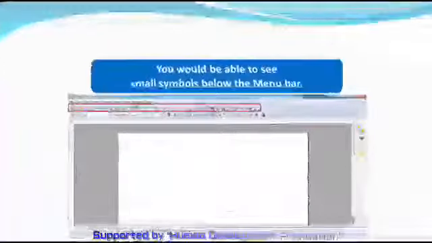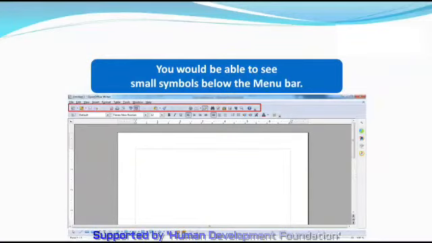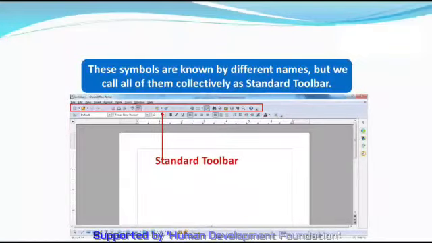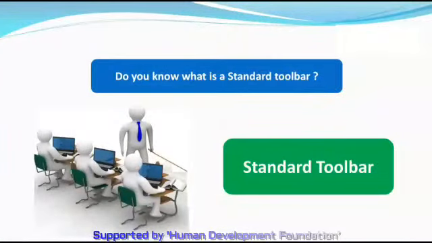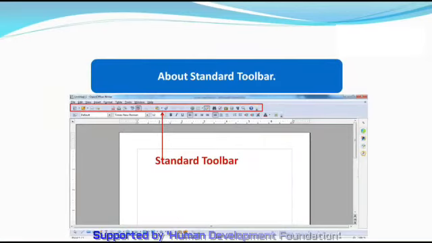You would be able to see small pictures below the menu bar. These symbols are known by different names, but we call all of them collectively the standard toolbar. Do you know what is a standard toolbar? Standard toolbar is a shortcut method by which a user, as per his requirements, can modify it himself, and you can use those options directly from there.